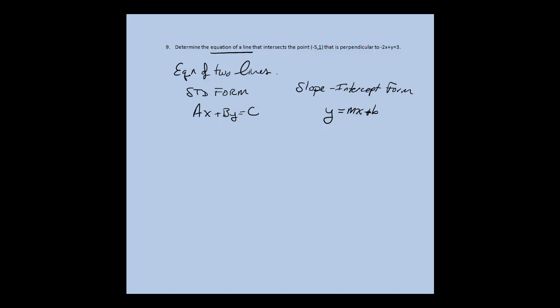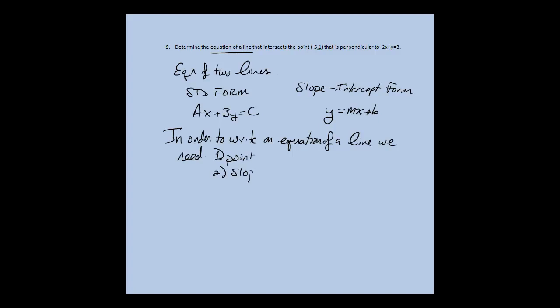So in order to write an equation of a line, we need a point, and that's at least 1. And then we're also going to need a slope. And we can get a slope by having 2 points. So in this circumstance, we have an intersection requirement. It says that the equation of a line will intersect the point negative 5, 1. So we have the point negative 5, comma 1. And it is perpendicular, which is the upside down t, to negative 2x plus y is equal to 3.